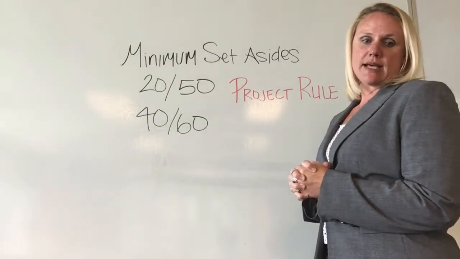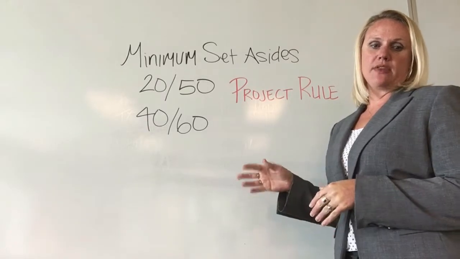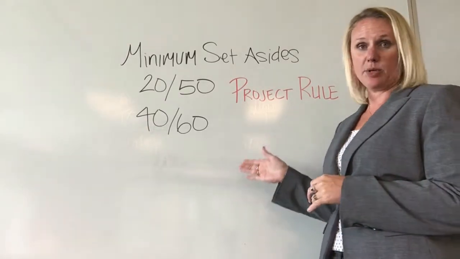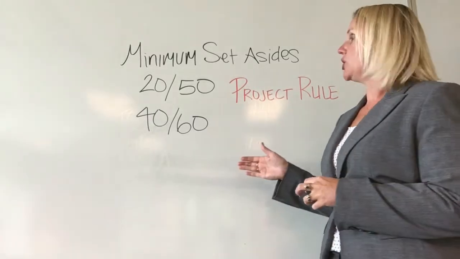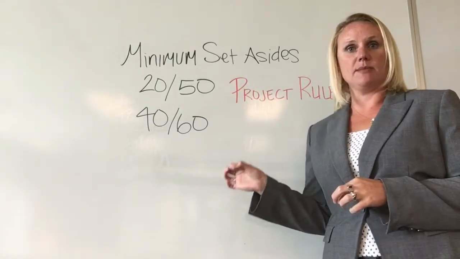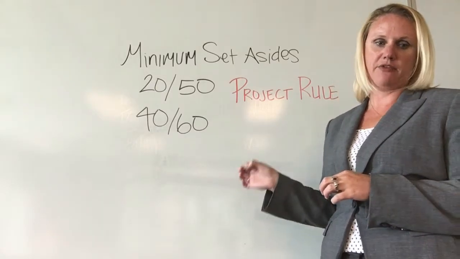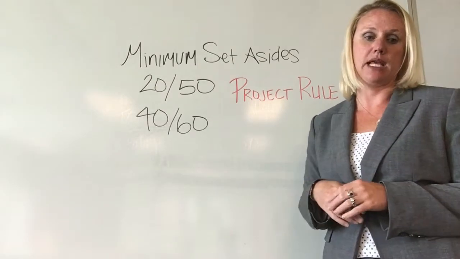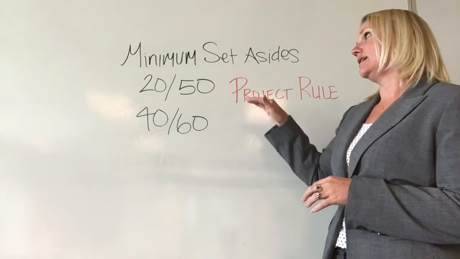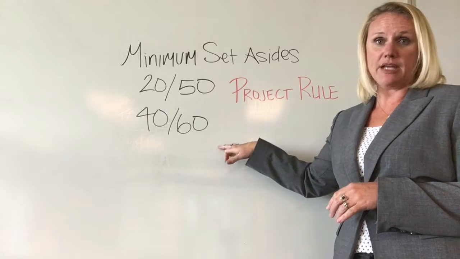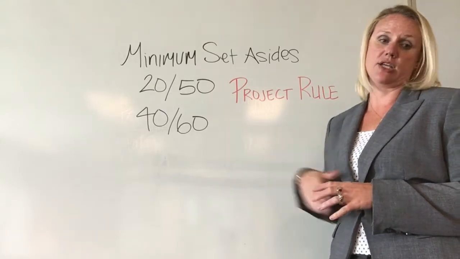So the minimum set-aside election determines both the minimum number of tax credit units at the project and also the federal income limits that are used on the project for eligibility, for tenant eligibility. The income limits must be used and maintained throughout the life of the project.